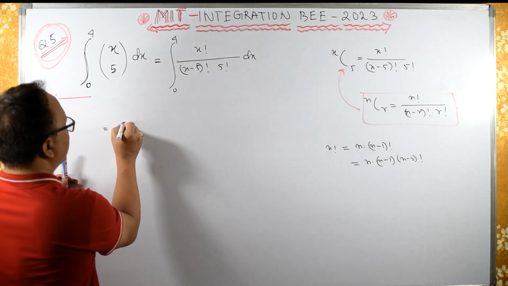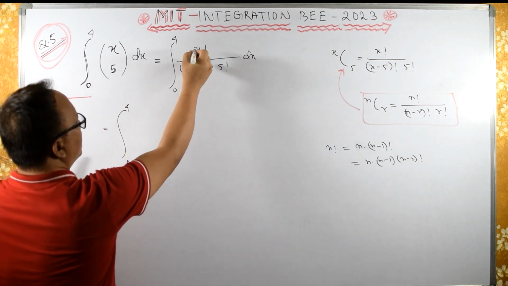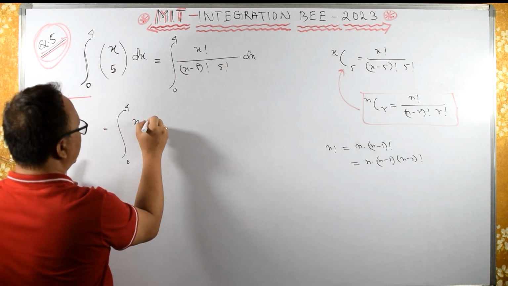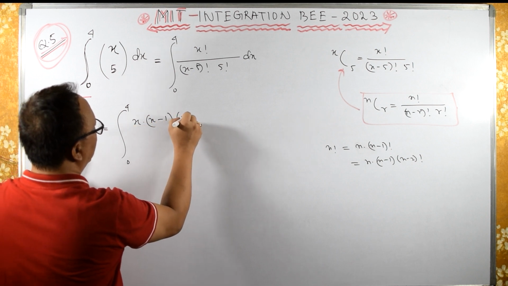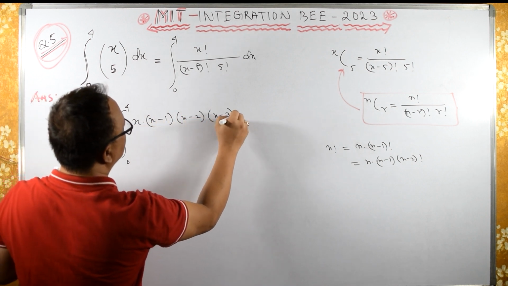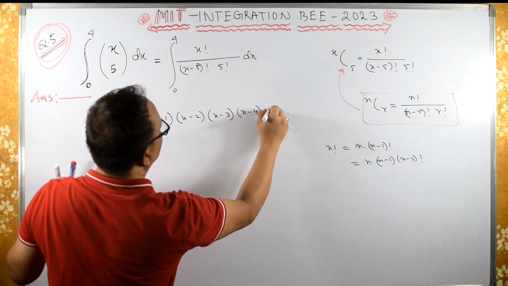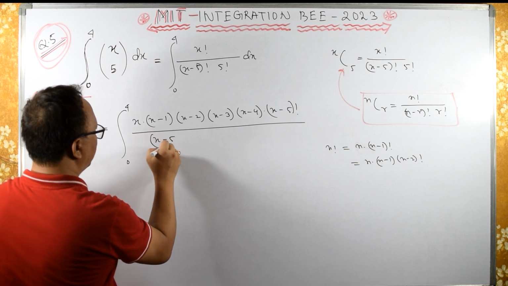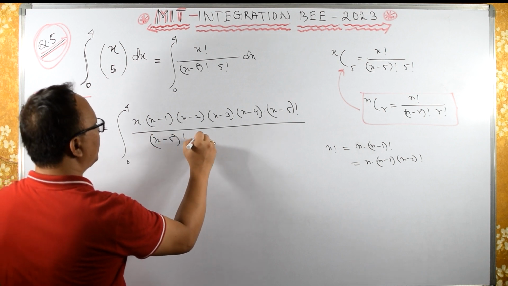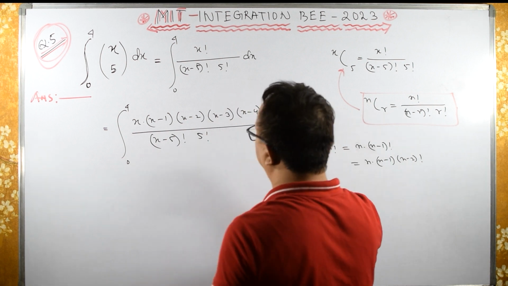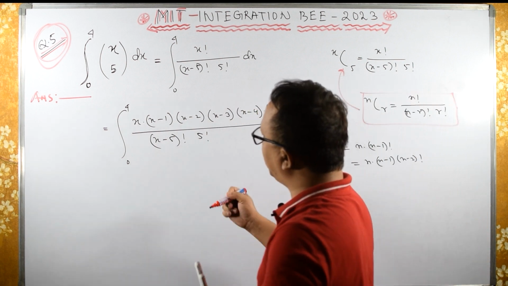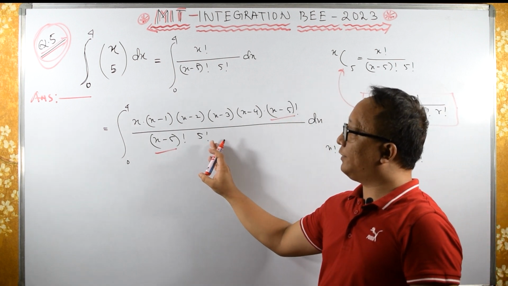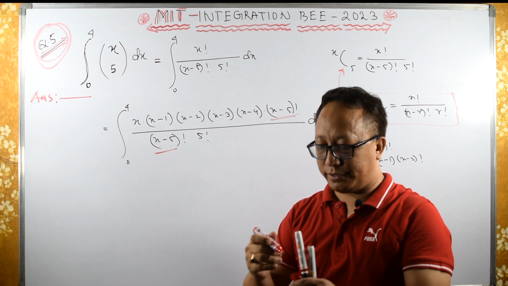Therefore, this is the same as the integral from 0 to 4. So, I can reduce this x factorial till x minus 5: x into x minus 1 into x minus 2 into x minus 3 into x minus 4 into x minus 5, upon x minus 5 factorial into 5 factorial dx. So this x minus 5 factorial and this x minus 5 factorial get cancelled, and this 5 factorial I can send outside since it is constant.